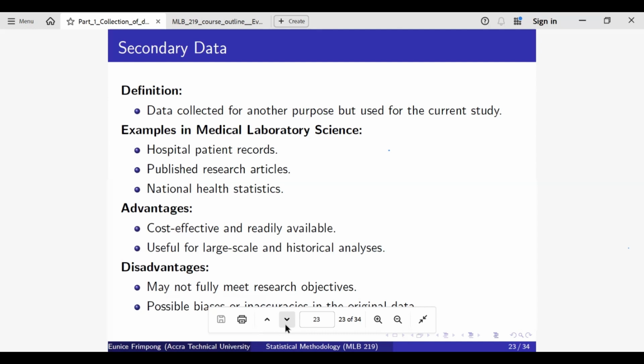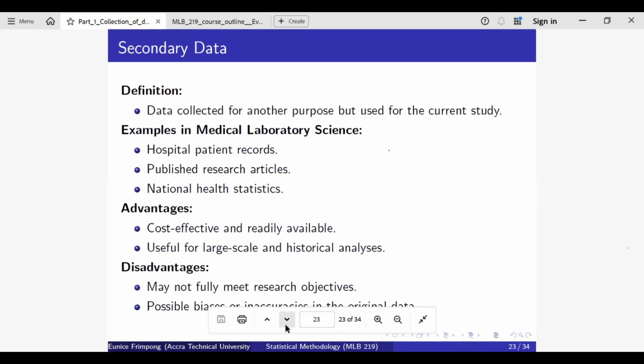In that case, you don't have to sit there, meet patients one by one and collect data fresh. It was already collected and stored in the past and you're using it. You can also get data from national health statistics, from published research articles, and many other sources. The advantage of secondary data is that it is cost effective and it is readily available. Okay? Because you don't have to meet people individually or do the testing one by one. The data is already up. You just pick the data and use it, and it's available.